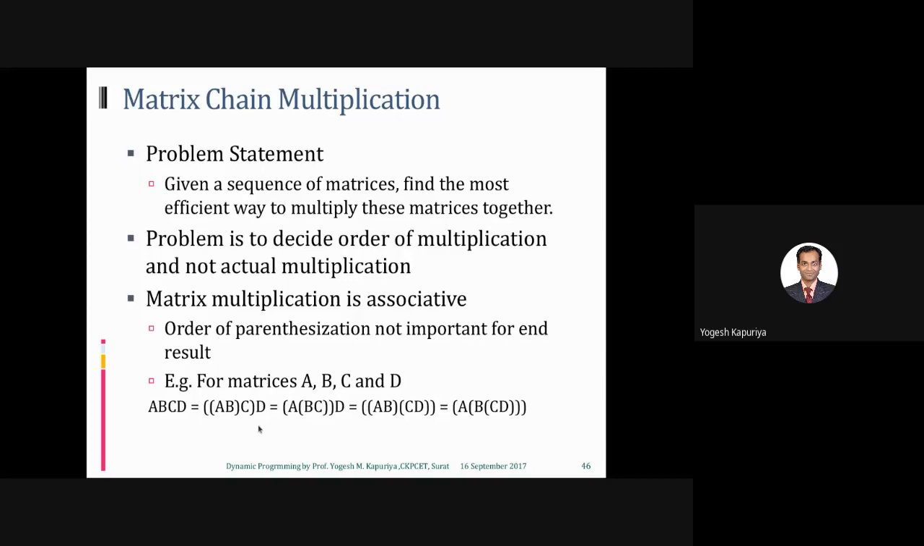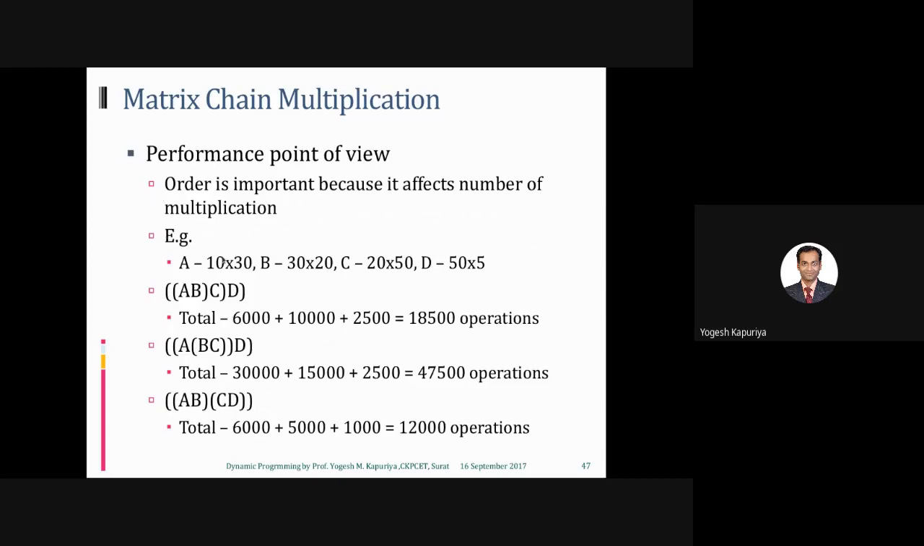But when you look at it from the performance point of view, there is a huge difference in all the cases. The reason for that is, let's say this is an example. There are 4 matrices. A dimensions are 10 cross 30, B dimensions are 30 cross 20, C dimension is 20 cross 50, and D dimension is 50 cross 5. So these are the 4 matrices, and we want to multiply these 4 together. That should result in a single matrix at the end.